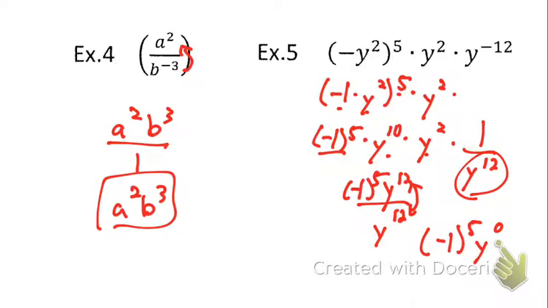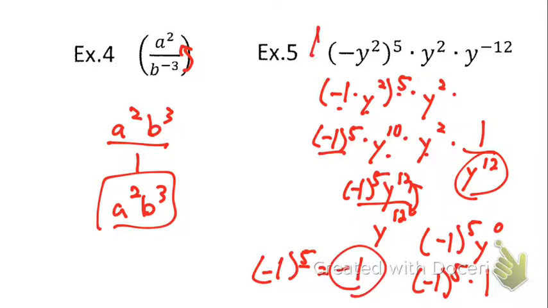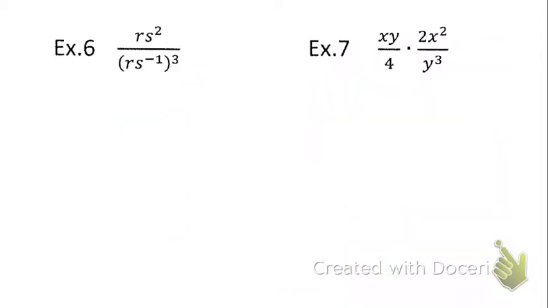Well, what's y to the 0 power? It's 1. So then you have negative 1 to the 5th power times 1, which is just going to be negative 1 to the 5th power. Now, since 5 is an odd power, negative 1 to the 5th power is going to turn out to be just negative 1. So this whole thing right here, the answer is negative 1 when you simplify it.